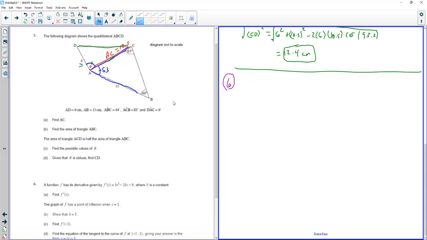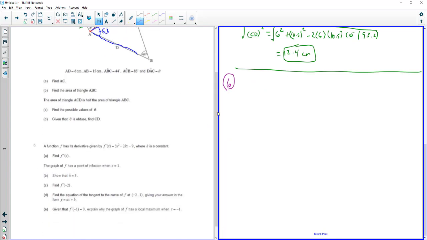Okay, a function f has its derivative given by this, so they gave you the derivative, where k is constant. They want you to take the second derivative. Okay, fine. The second derivative, which is the derivative of this guy, will equal 6x minus 2k, because you're taking the derivative with respect to x, so it's just minus 2k. That's it. 6x minus 2k. The derivative of negative 9 is nothing. It's 0. So that's it. That's your first question. Great. May they all be that easy.